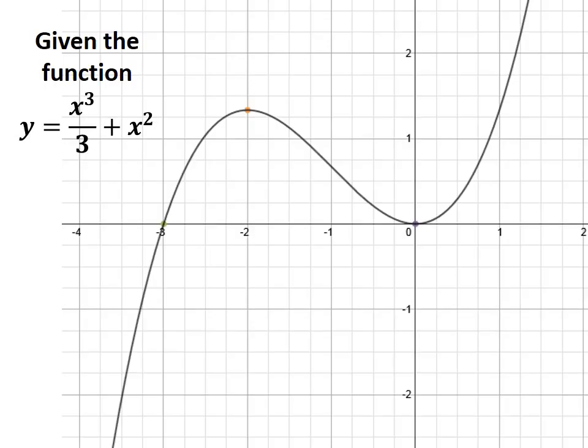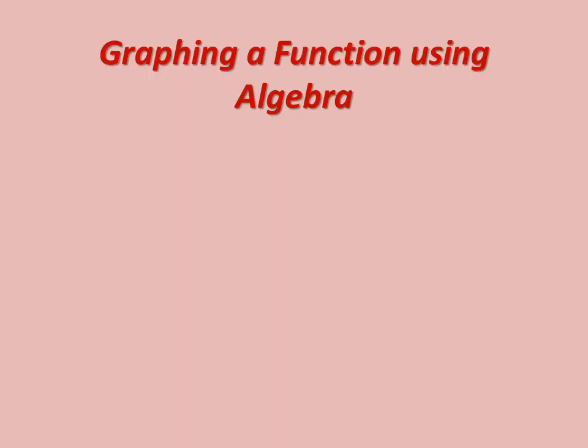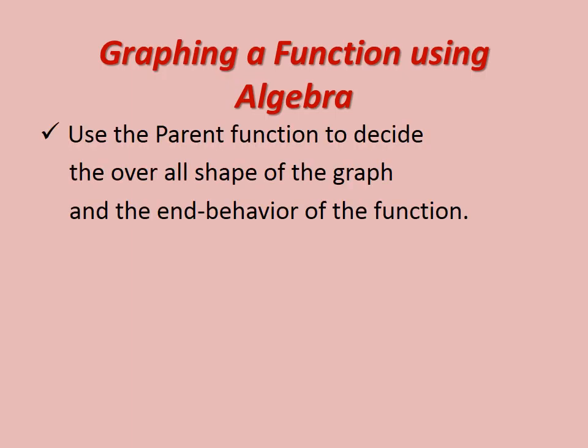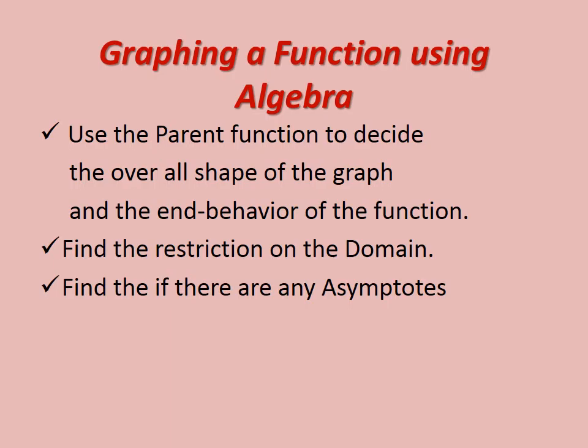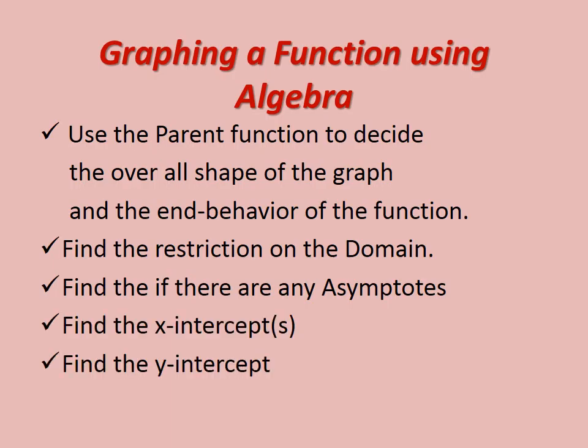Now, let's do a little review. How can we just use algebra? Well, use the parent function to decide the overall shape of the graph and think about the end behavior. Find the restrictions on the domain. Find if there is any asymptote. And easy schmeezy, x and y intercepts, right?